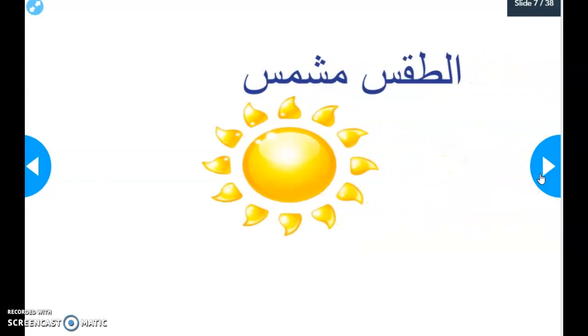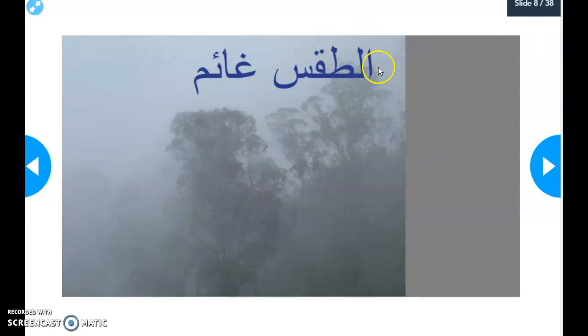Al-taqs mushmis. This is al-shams. The sun is al-shams. Al-taqs mushmis. Al-taqs ghaim. It's cloudy. Ghaim are clouds. Ghaim is cloudy. Al-taqs ghaim. الطقس غائم.